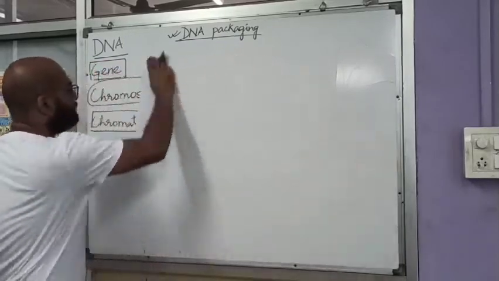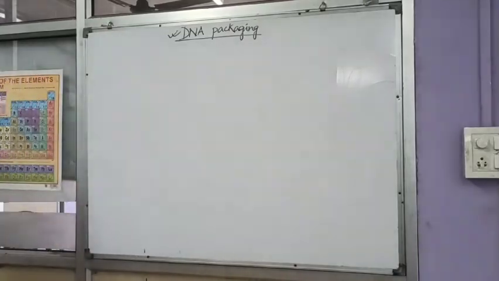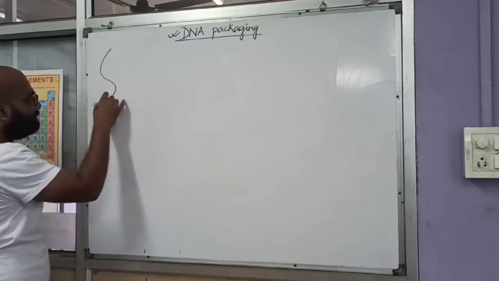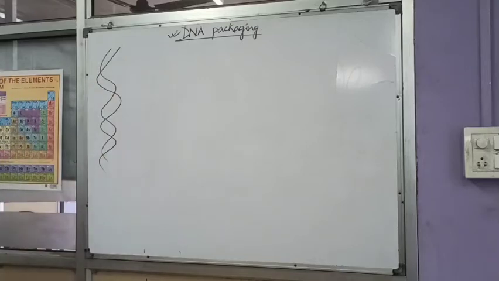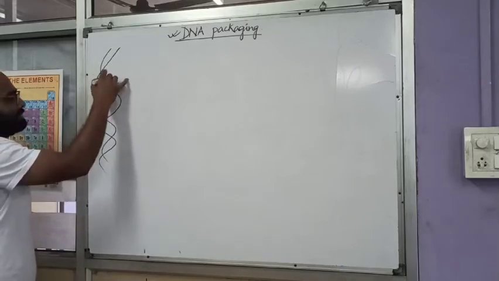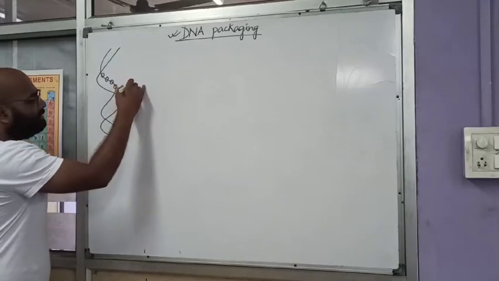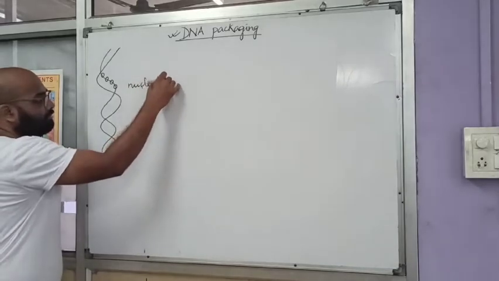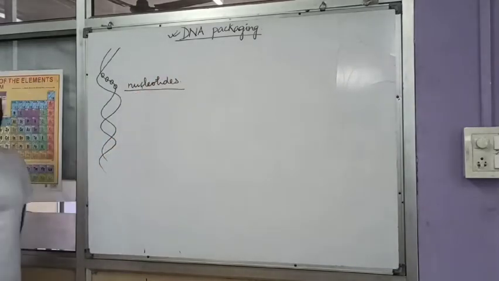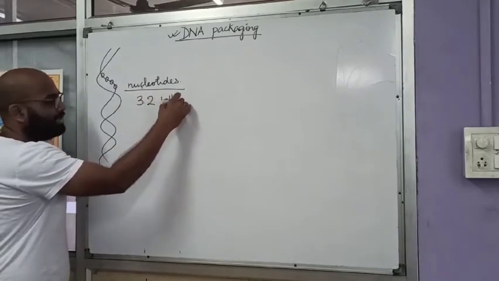Before dealing with the subject, DNA packaging, you must understand why we are studying this. If you imagine the double helical structure of DNA, the building blocks of a DNA molecule are deoxyribonucleotides, or simply nucleotides. The number of nucleotides in one single cell is almost 3.2 billion.